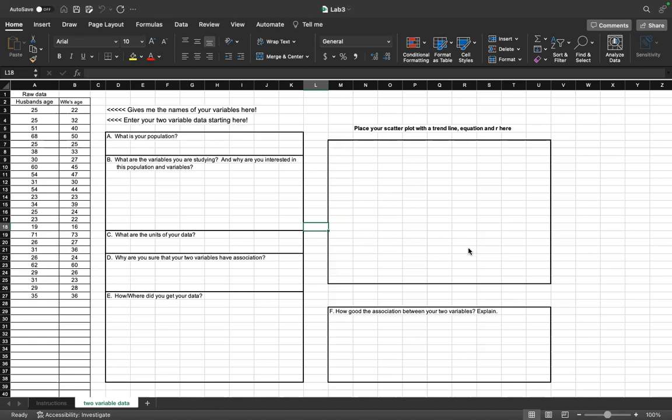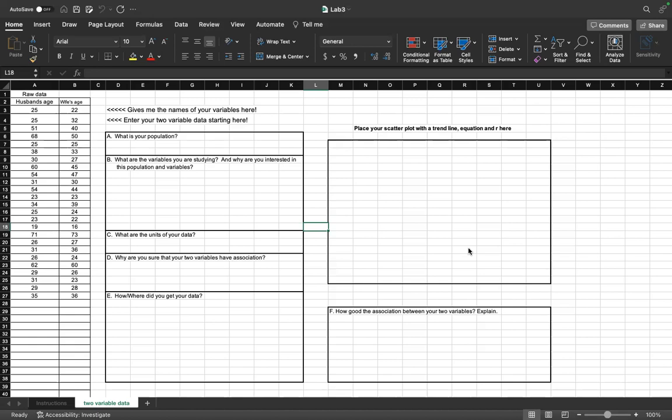There really is no explanatory or response because one doesn't drive the other. But I just put the husband's as the X and the wife's as the Y, grabbed 20 something fictional heterosexual couples. That's all I did. I made them up. We're going to pretend I asked my Facebook friends.